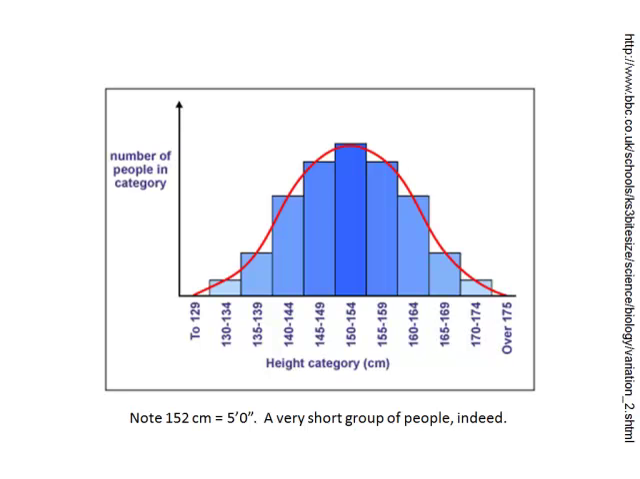The NHANES is where we get most of our statistics on things like height, weight, and body mass index for Americans.